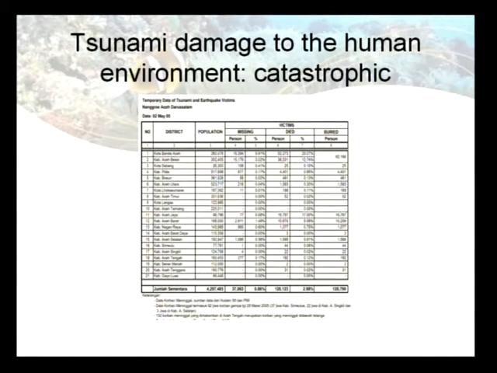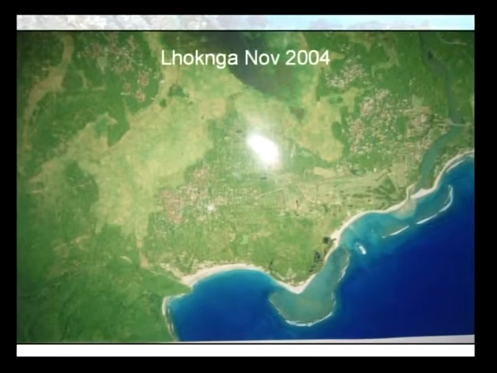Now, the impact in the human environment was quite fundamentally different, and this is just a list of the municipalities in Aceh, and it tallies the casualties. In some municipalities, 20% of the people died. In some of the villages where we were working, maybe 80% of the people died. I'm going to show you a few images now. Most of you will have seen these spectacular satellite images of the extent of damage.